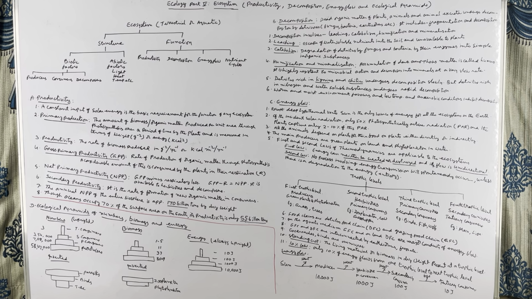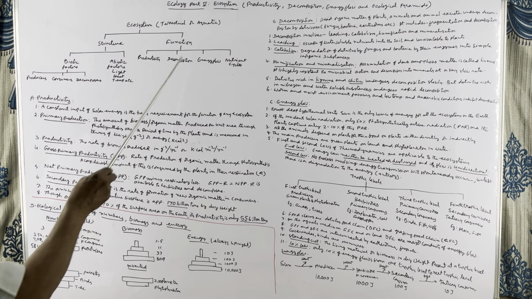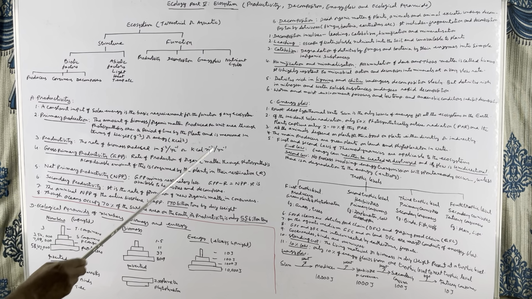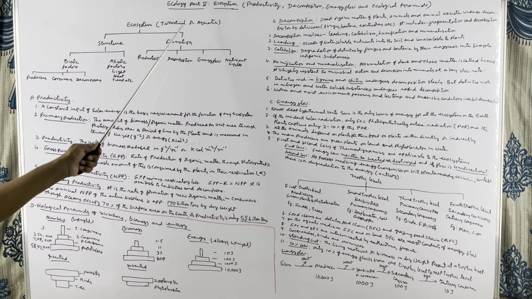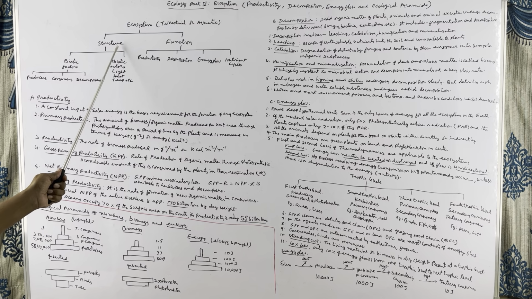Ecosystems are mainly of two types: terrestrial ecosystems or aquatic ecosystems. Terrestrial ecosystems include a forest or a tropical forest, a desert, a grassland, etc. Aquatic ecosystems include a river, a lake, a pond, oceans, reservoirs, like that. Then if you take any ecosystem, whether terrestrial or aquatic, it has a structure and also a function.